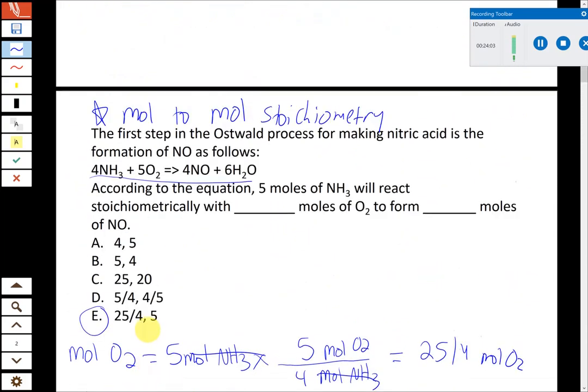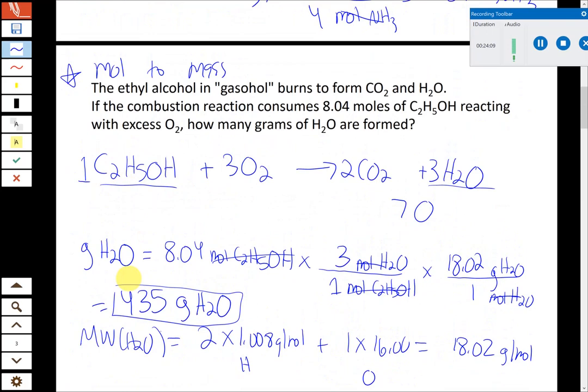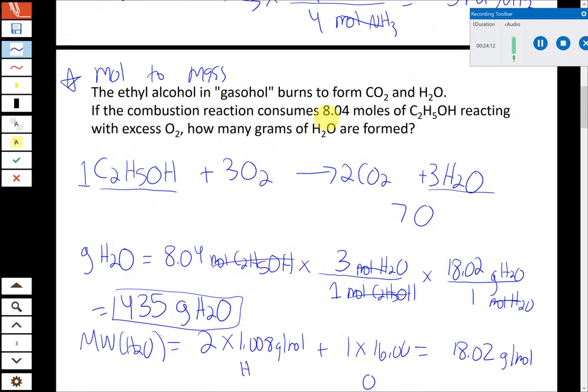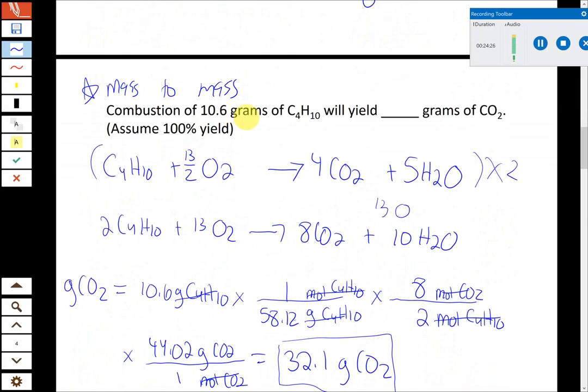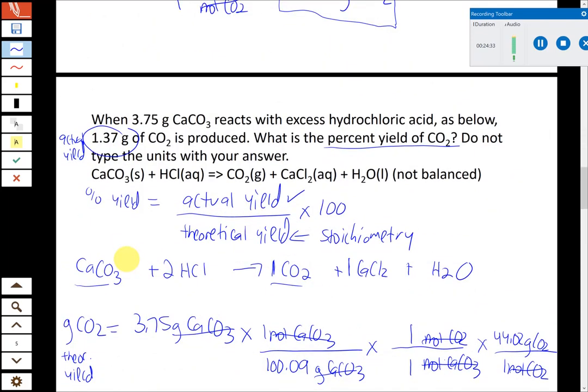So in this problem, we just gave you the moles of one reactant, and you had to calculate the moles of another reactant and moles of product. In the second problem we did, we gave you moles of one reactant. We told you explicitly that the O2 was in excess here, so we only had to worry about the amount of one reactant. Third problem, we just gave you the mass of the reactant. We didn't tell you anything about the amount of O2, so you assume that there was excess O2. And then similarly down here, calcium carbonate reacts with excess hydrochloric acid.